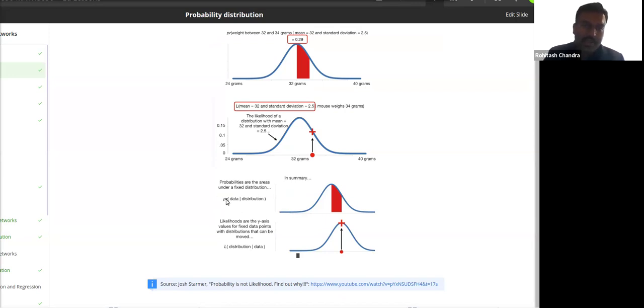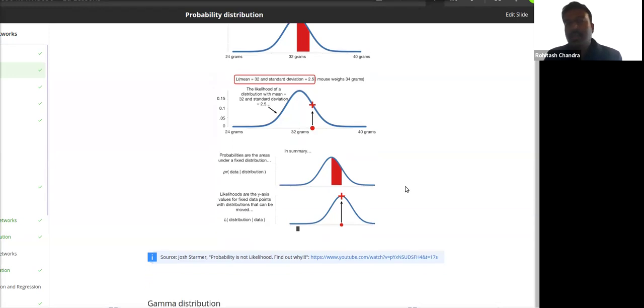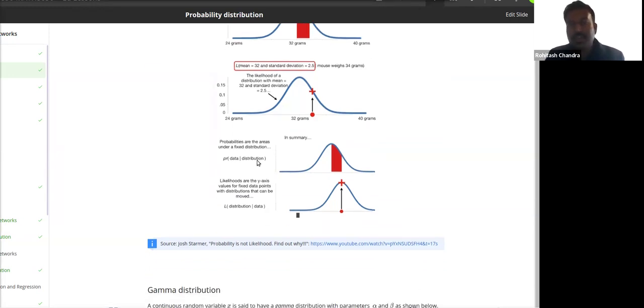That's the notation, how it's written. Probability of data given a distribution. This sign basically means given a distribution, and that distribution is defined. There can be different types of distribution and different shapes of the distribution.